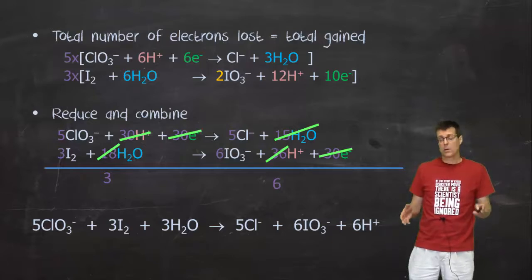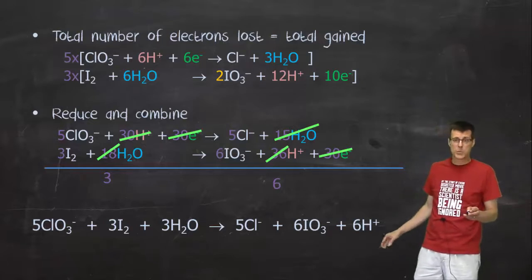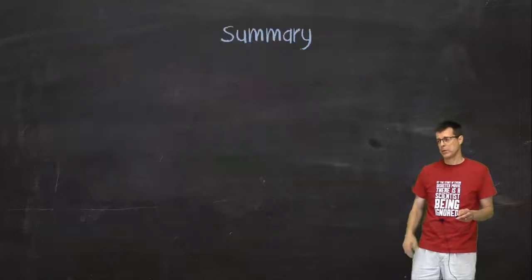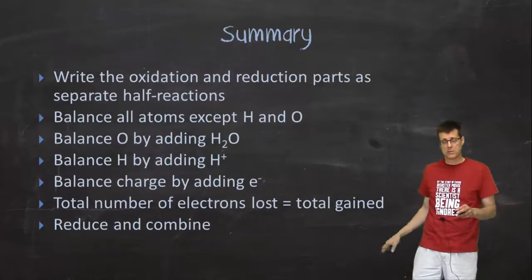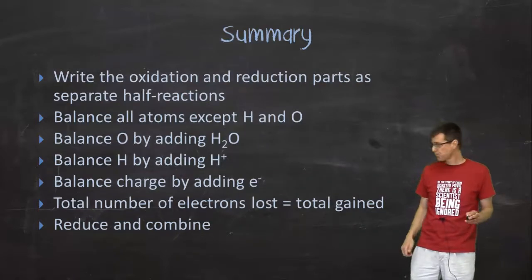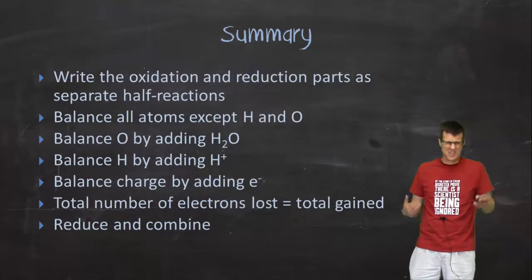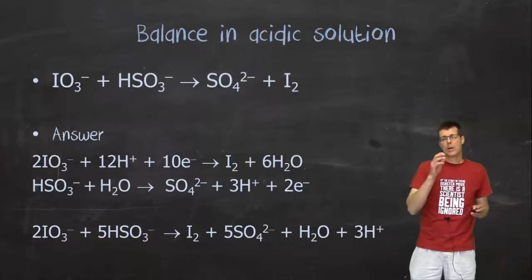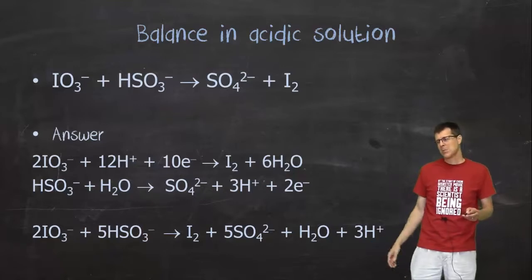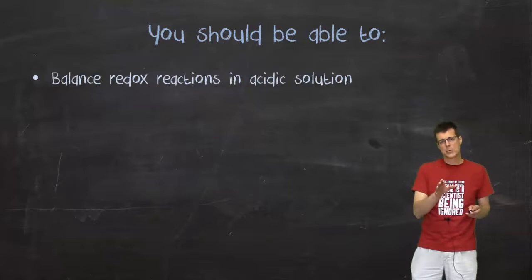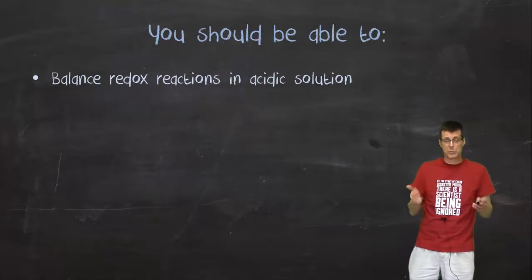Okay, a lot of work, but once we get used to it, we'll be able to go through it quite quickly. So here's the summary. Here's all the steps that we had to do. If you need to pause and write those down, awesome. I'm not going to pause for long because I'm always on the move. I'm going to give you a couple actually that shouldn't have given you the whole thing, but I want you to try and balance that top one, but on your own, working through those steps. And by the time we're done, you should be able to balance redox reactions in acidic solution.